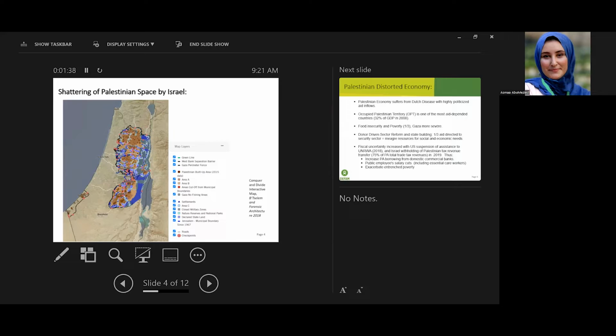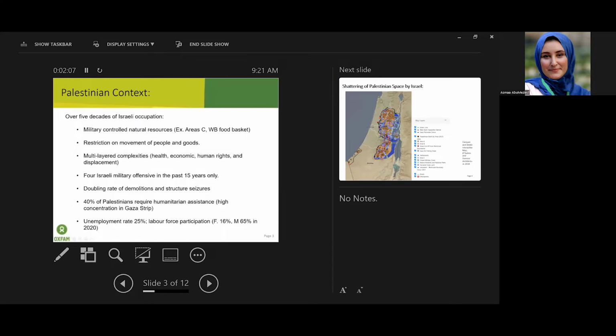And all the red dots on the map are checkpoints that people have to go through as individuals, but also as products, services and goods entering from one city to another, but also entering the Gaza Strip. Of course, the Gaza Strip is blocked, so you only have some checkpoints looking at the entry of people and entry of goods. Now, looking at another layer of the impact of the Israeli occupation, you have a multi-layered complexity that affects the lives of Palestinian communities.